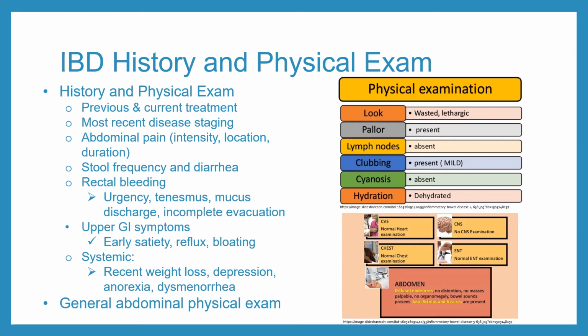And rule out rectal signs and symptoms that we've covered before: urgency, tenesmus, bleeding, any discharges, and also upper GI symptoms like early satiety, reflux, and bloating. Also rule out systemic symptoms like recent weight loss, depression, anorexia, and dysmenorrhea.